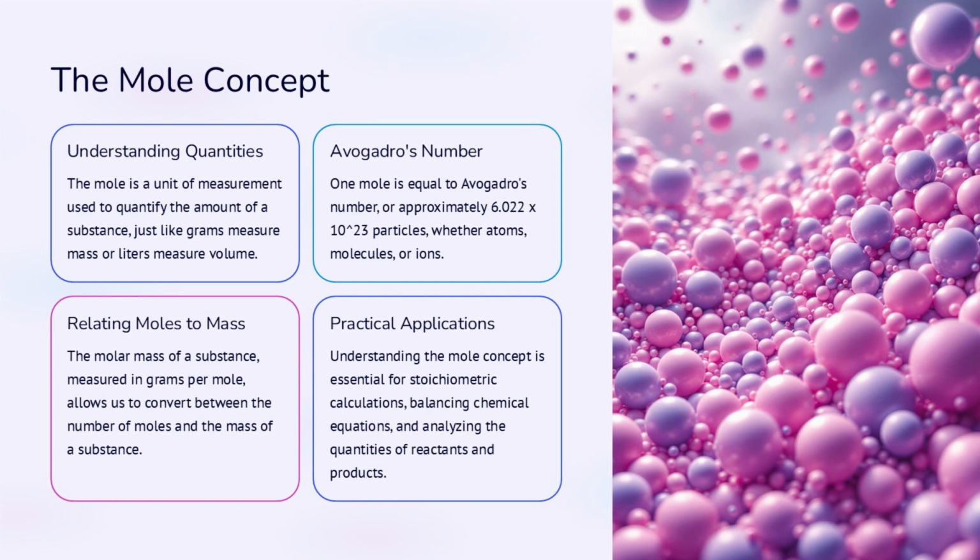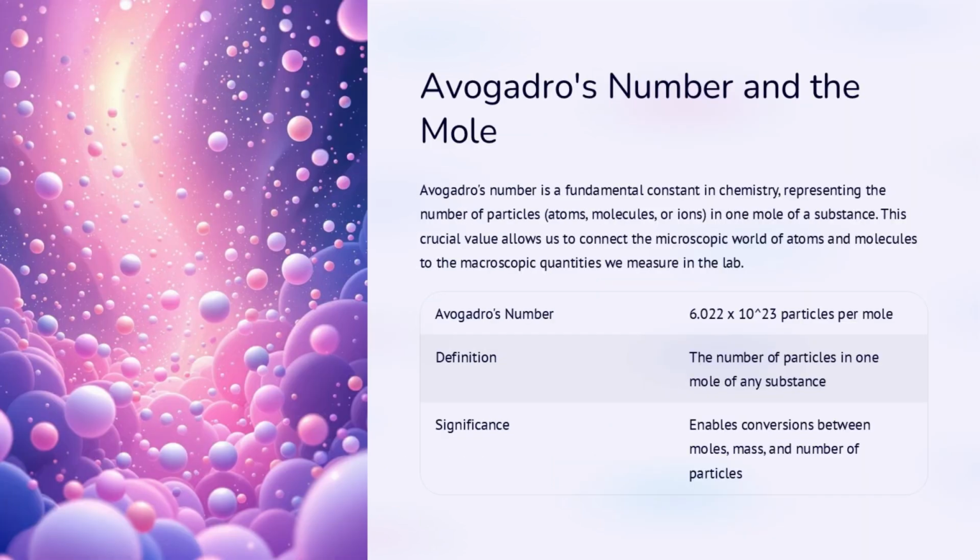Understanding the mole concept is essential for stoichiometric calculations, balancing chemical equations, and analyzing the quantities of reactants and products in chemical reactions. This slide provides an overview of the key aspects of the mole concept and its importance in chemistry. Avogadro's number is a fundamental constant in chemistry, representing the number of particles, atoms, molecules, or ions in 1 mole of a substance. This crucial value allows us to connect the microscopic world of atoms and molecules to the macroscopic quantities we measure in the lab.